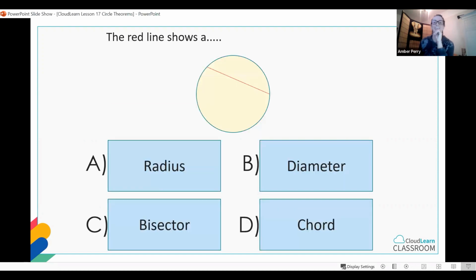Okay. All right, here's the word that I was looking for earlier. What is this? It is another straight line that goes from one part of the circumference to the other, but it doesn't go through the center. Okay, so it's different to the one we used earlier. What's this called? Is it radius, diameter, bisector, or chord? Cast your votes now for me.